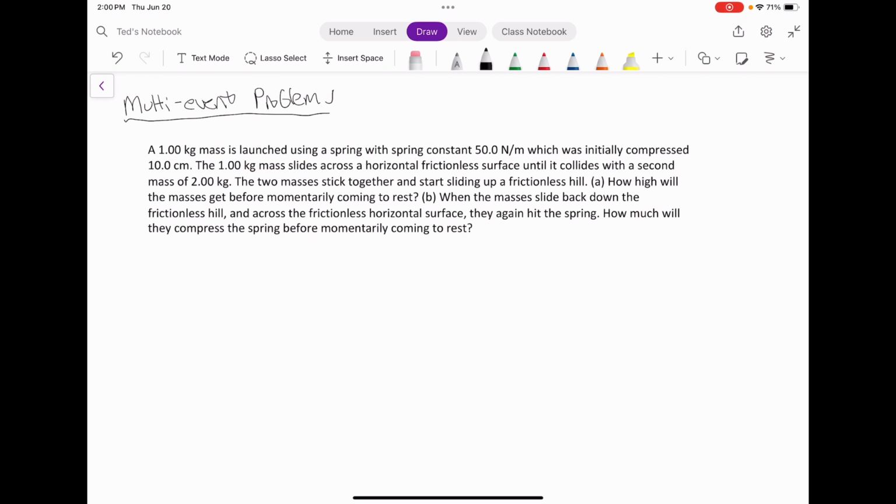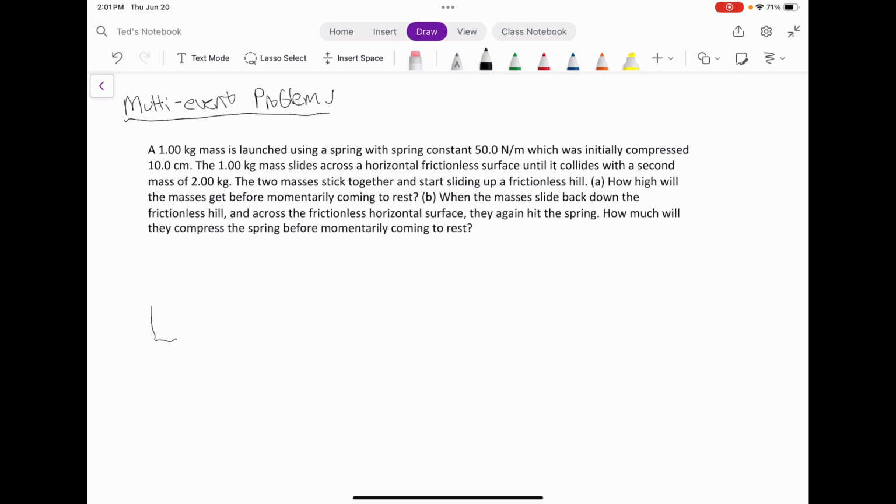When the masses slide back down the frictionless hill and across the frictionless horizontal surface, they again hit the spring. How much will they compress the spring before momentarily coming to rest? All right. Again, maybe pause and read it over a couple times and try to come up with a picture, a diagram, sort of showing what's happening. All right? Okay, maybe you're back, and I will draw my diagram of what I think is happening.